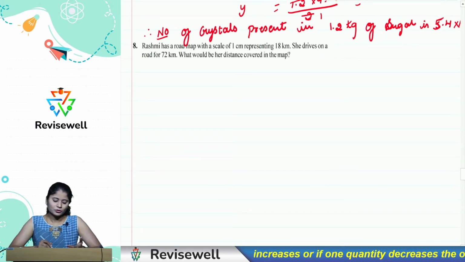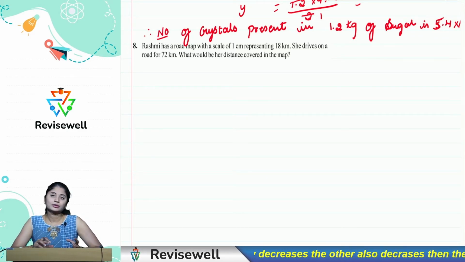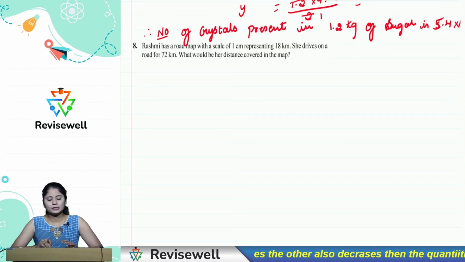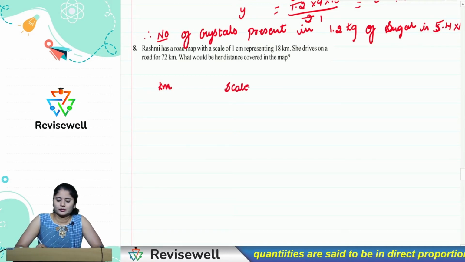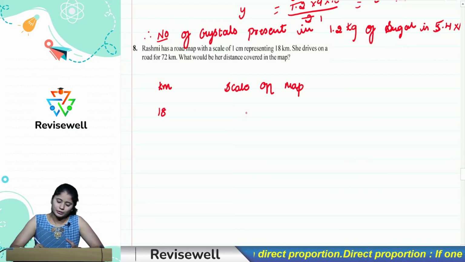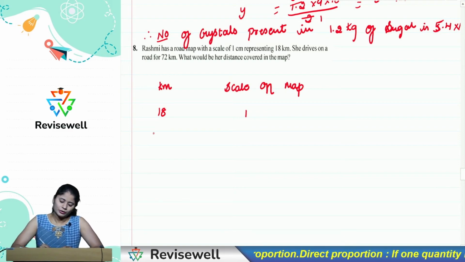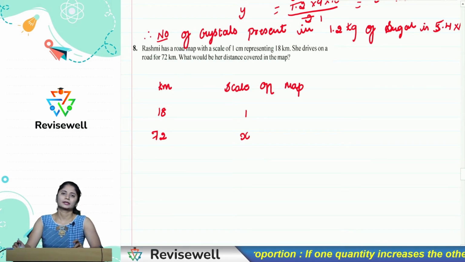She drives on a road of 72 kilometers. What would be her distance covered in the map? So what has he mentioned here? Kilometers and scale on map. If you have traveled 18 kilometers, you will represent 1 centimeter on the map. So now you are traveling 72 kilometers. What is the scale represented on the map? Let me take that as x.